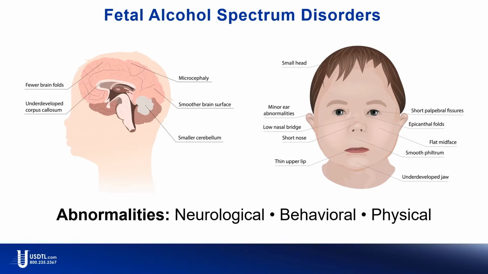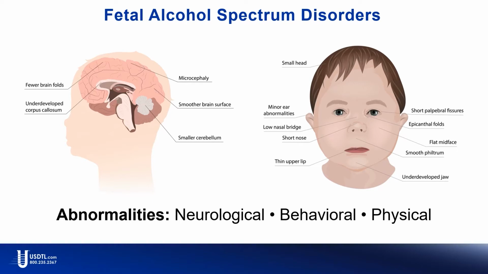Fetal alcohol spectrum disorders is a group of neurological, behavioral, and physical abnormalities that are caused by prenatal alcohol exposure. Most instances of FASD are quite subtle and are not apparent for many years, while there are few that are very obvious early on. These children show a group of facial dysmorphologies where the eye openings are narrow, the upper lip is unusually thin, and the upper lip is smooth, missing that little dimple that most people have. The ears are also sometimes lower.